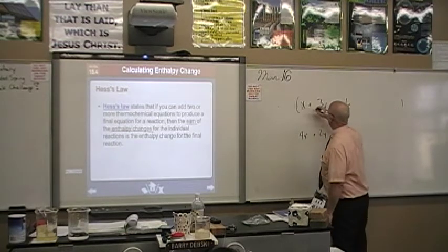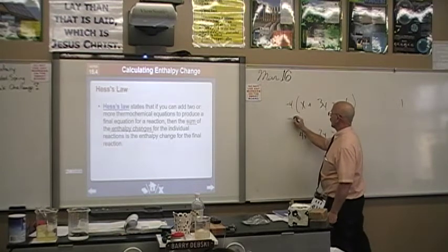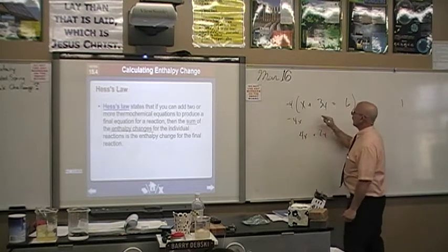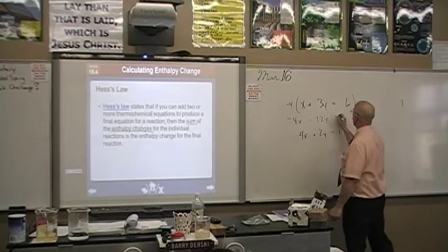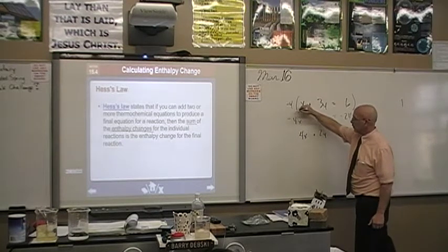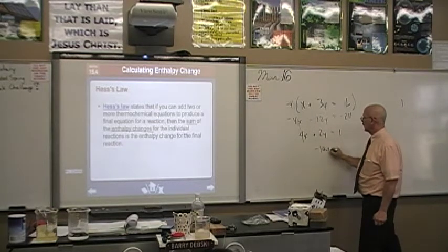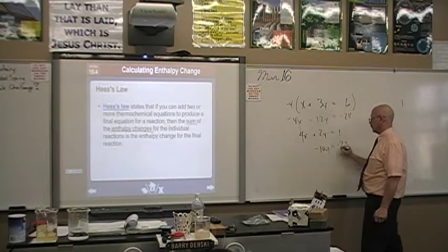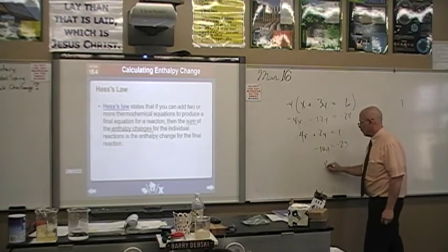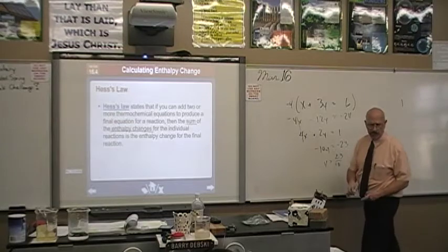And so in algebra, when we multiply this by -4, we get -4x, we get -12y, we get -24, and then I just combine terms. These cancel out, -12 plus 10, -10y, and -23. Get rid of the negative signs, y equals 23/10 or 2.3 if you want.